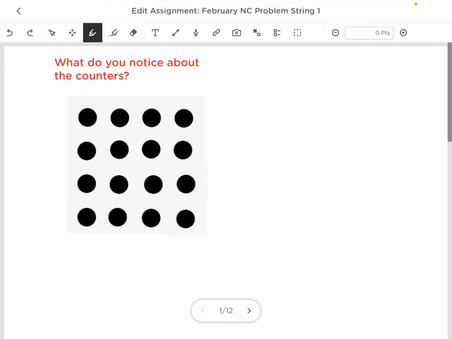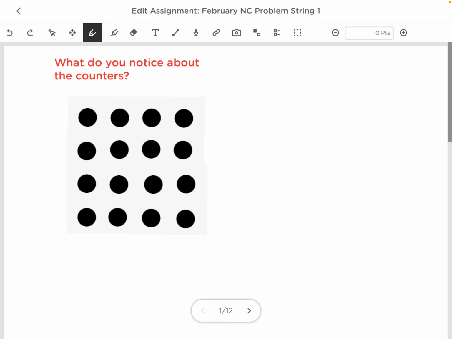All right, guys, as we get started today, I want you to take a minute to look at these counters here. Think about what you notice. You can count them, look at the rows, the columns. Take about 30 more seconds and think about what you notice. If you need more time, go ahead and pause the video.